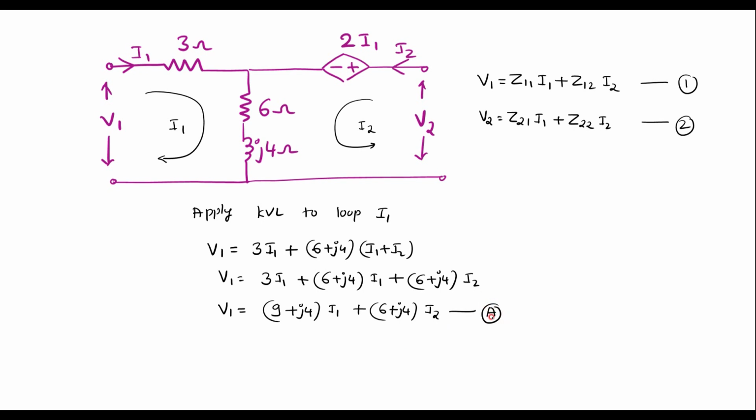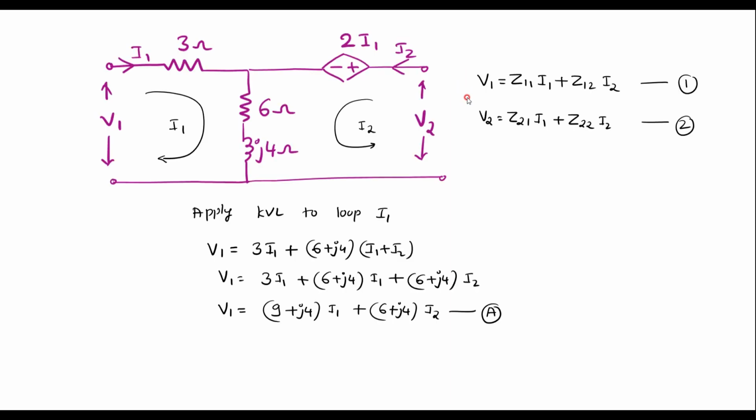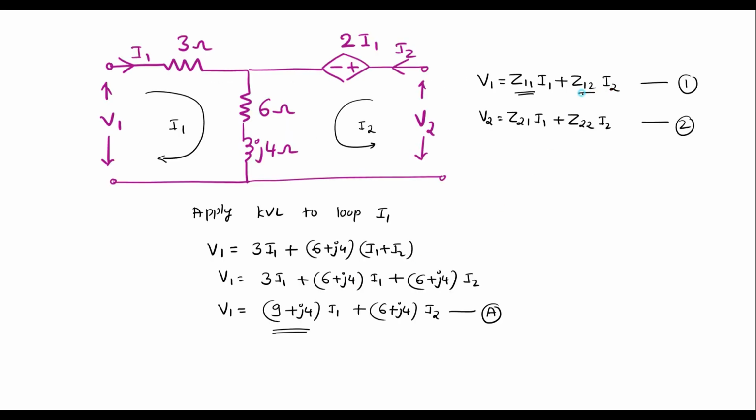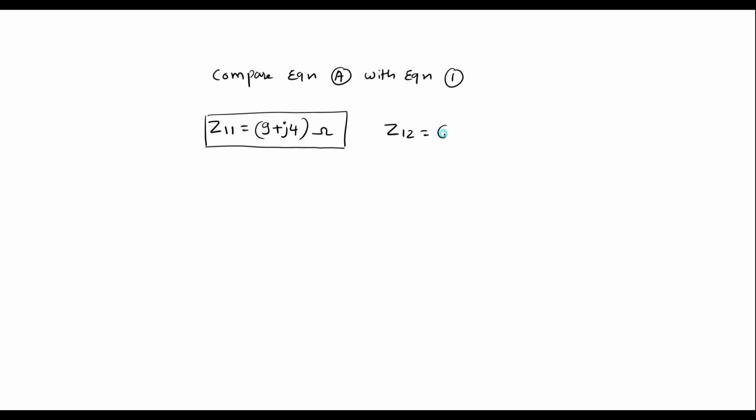Now let me compare equation A with equation 1. In equation 1 the coefficient of I1 is Z11, and here the coefficient of I1 is 9 plus J4. Therefore Z11 is equal to 9 plus J4 ohms. Similarly, in this equation the coefficient of I2 is Z12, and here the coefficient of I2 is 6 plus J4. Therefore Z12 is equal to 6 plus J4 ohms.